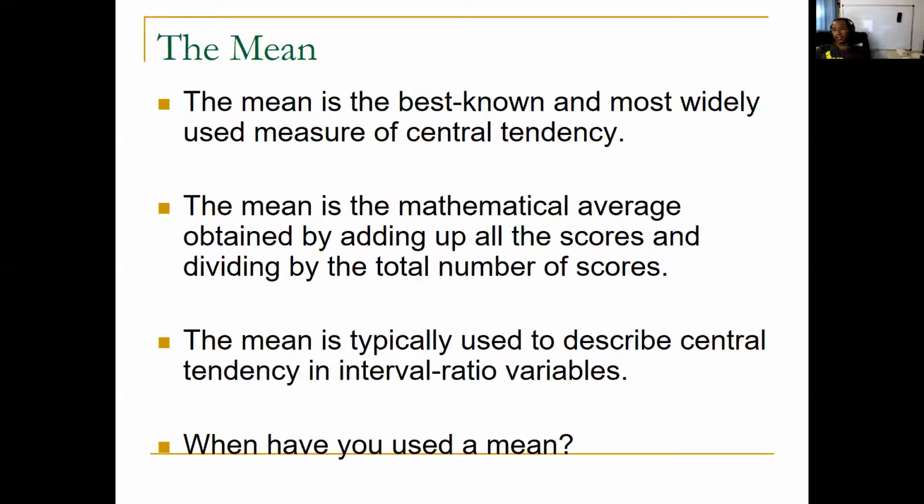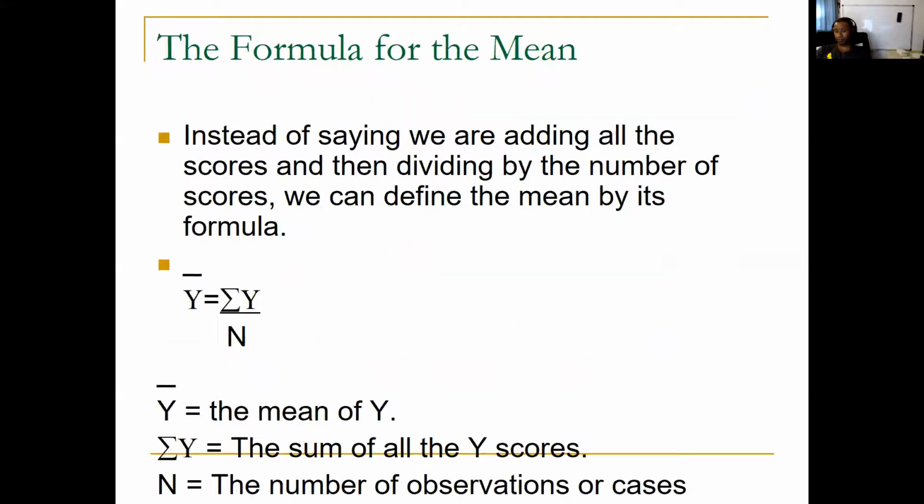Now, the mean is used to describe central tendency in interval ratio variables. I think we've discussed this already. The only level of measurement that you can use a mean with is interval ratio level data. So you can't calculate the mean for ordinal level data, and you can't calculate it for nominal level data, okay?